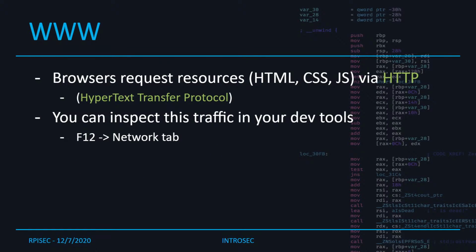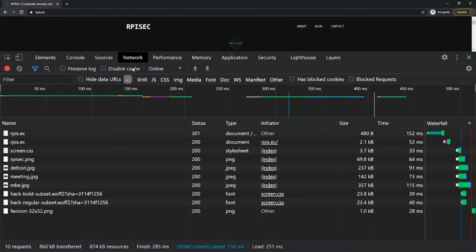Now, browsers need to pull all these resources in somehow, and they do so via the Hypertext Transfer Protocol, or HTTP for short. And if you just pop open your DevTools, you'll be able to see exactly what's going on. So, for example, if we load the INTROSEC website, this is what loads. You see, we ask for the website, we get redirected, we load it, we get some images, we get a style sheet, we get some fonts. That's pretty good. And as you can see, we only loaded under a megabyte of resources.